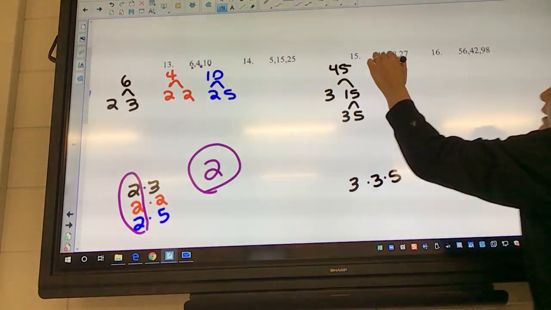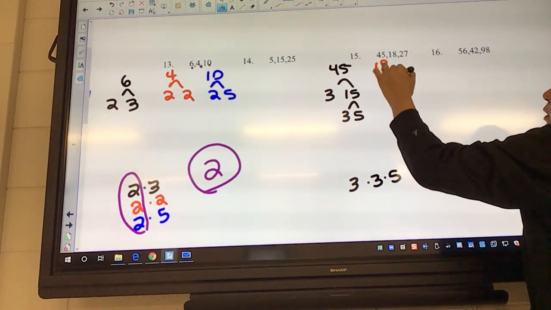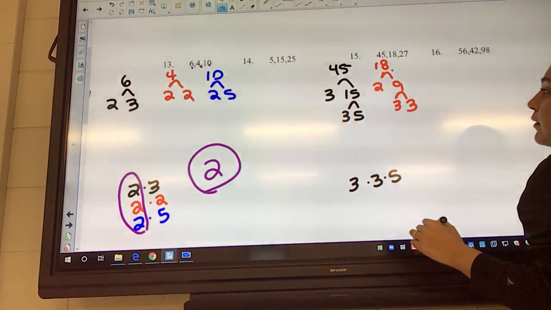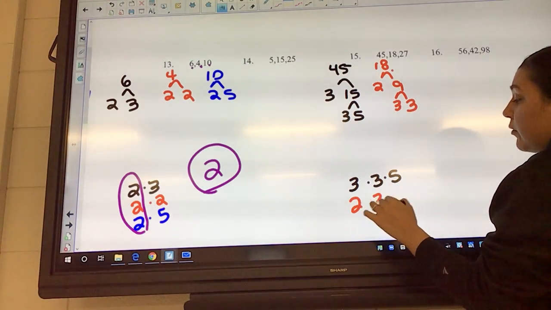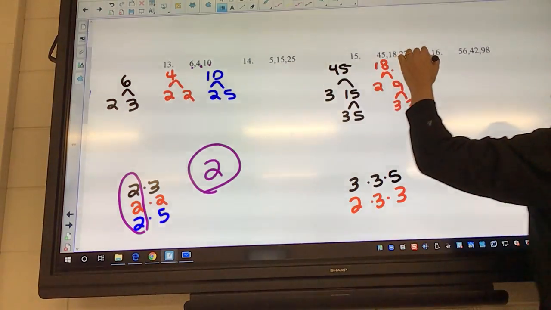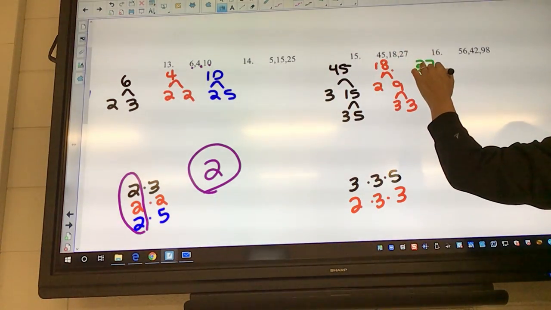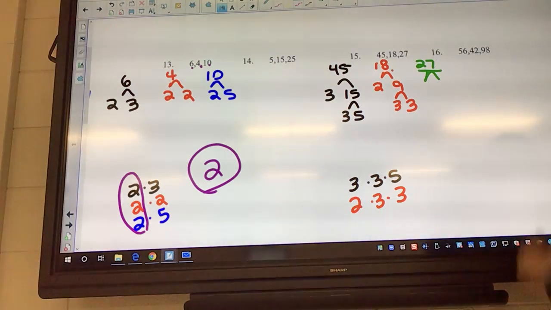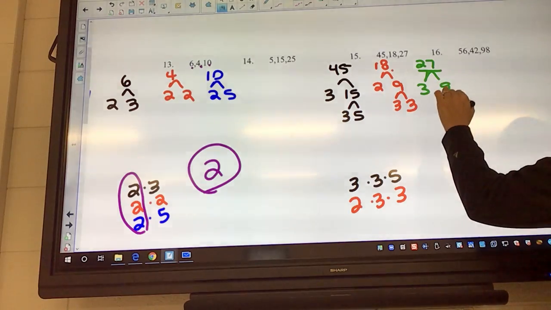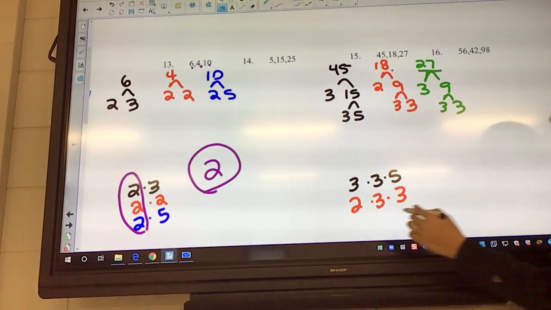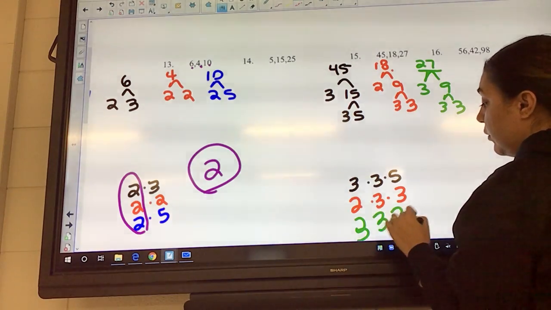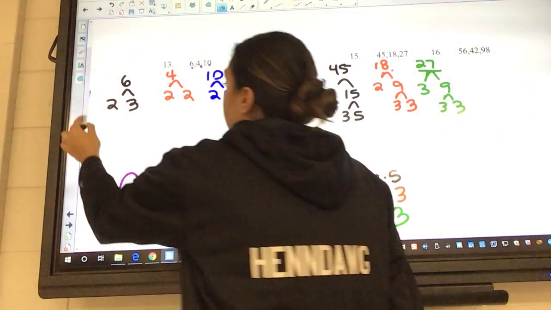Okay, let's look at 18. 18, we got 2 and 9, 3 and 3. And so we got 2, 3, 3. 27, you could say 2 does not go into it, 3 and 9, 3 and 3. So 3, 3, 3.